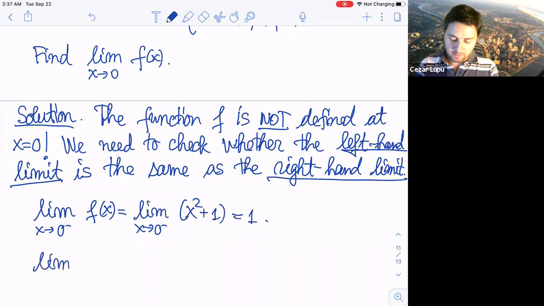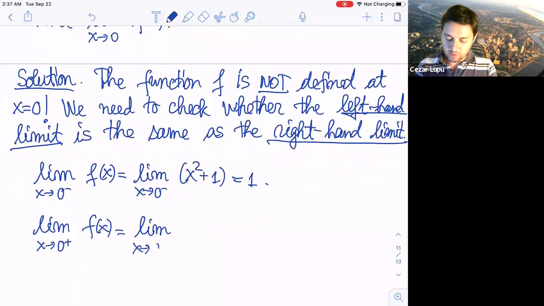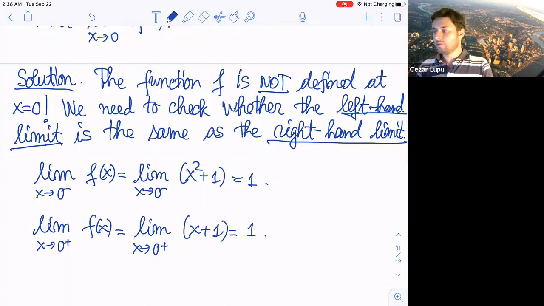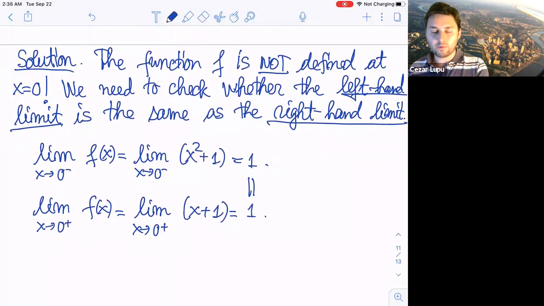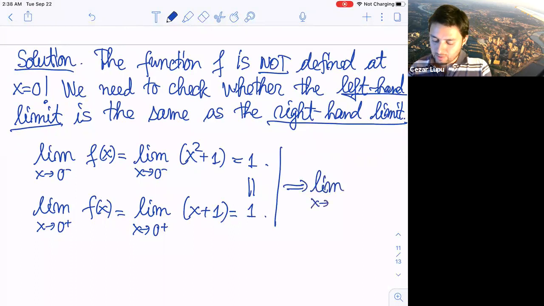And the limit as x approaches 0 from the right of f of x will be nothing else than just the limit as x approaches 0 plus, and f of x in this case will be x plus 1, and this will be 1. So as you can see, both these two limits are equal, right? The left-hand limit and the right-hand limit are equal. So from here, this implies that the limit as x approaches 0 of f of x is 1, right?